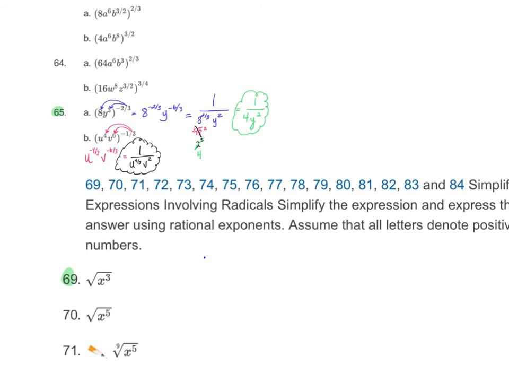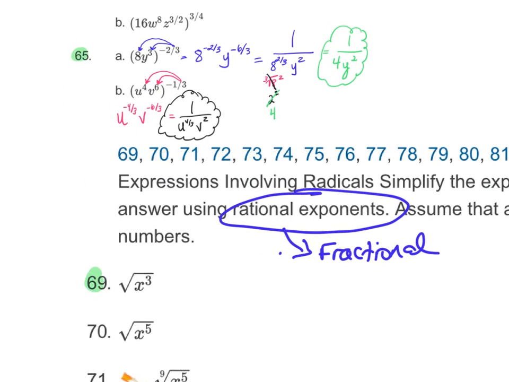All right, this next group says answer using rational exponents. When I see rational exponents, that means fractional exponents. We've already been practicing this up above. Remember, there's a little 2 right here, right? So if I go from radical to rational, this becomes x to the what? X to 3 over 2. Perfect.